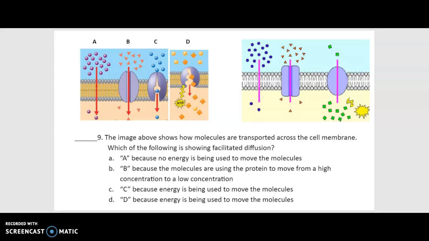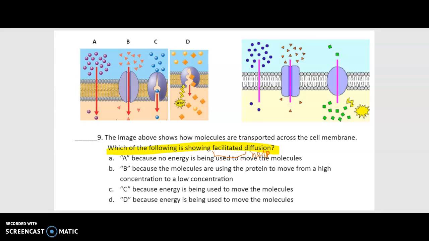Question 9. The image above shows how molecules are transported across the cell membrane. Which of the following is showing facilitated diffusion? Okay. Whenever you see the word facilitated, I want you to think help. Right? It's our helper.